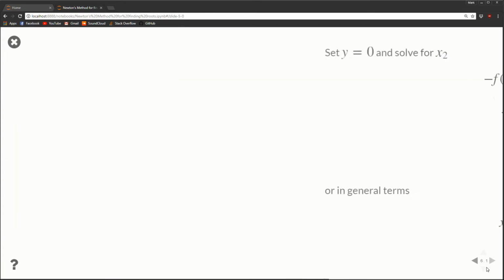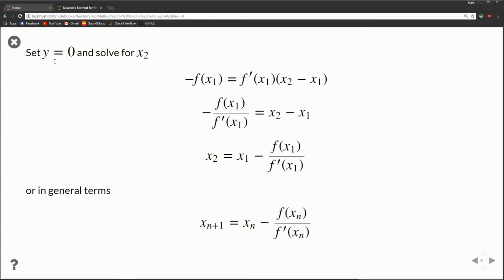Now let's go ahead and do that. If we set y equal to 0, and we're going to solve for our next point, which is going to be x2, we're going to get minus f of x1 is equal to the slope times x2 minus x1. So now it's just some simple algebra: divide by the slope, and then we'll move the x1 over, and we get our next point, x2, is equal to the first point, x1, minus the function at x1, divided by its slope.